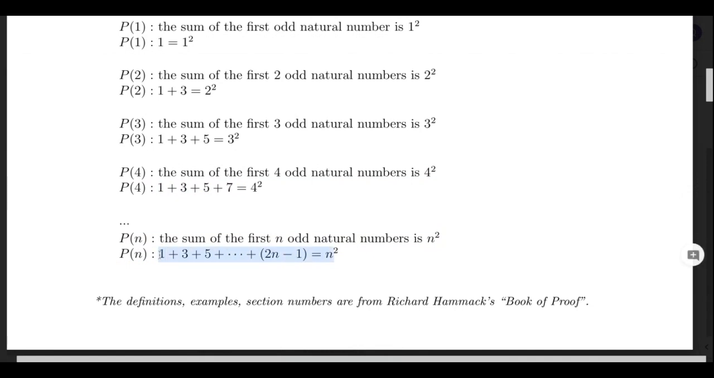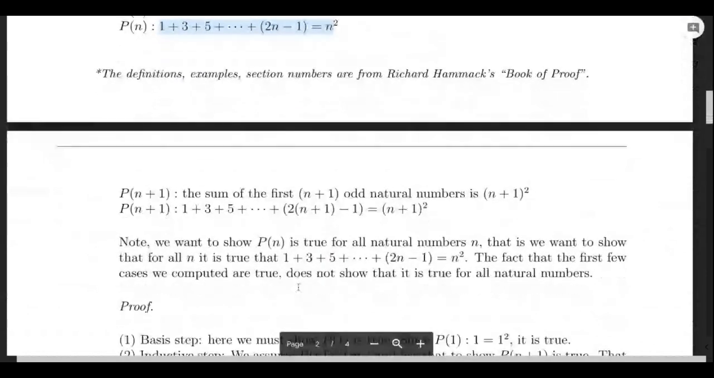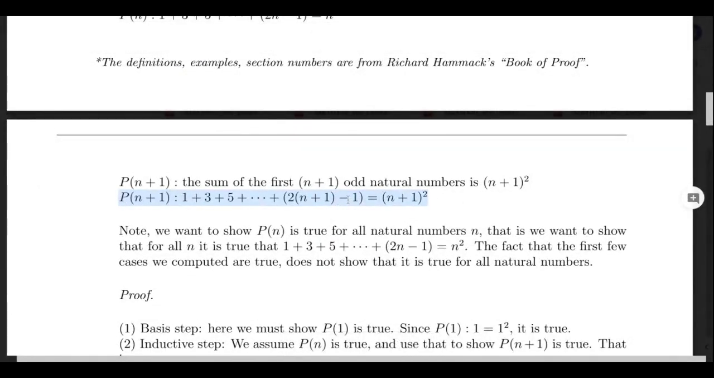So we assume this is true. We assume 1 plus 3 plus 5 up to 2n minus 1 equals n squared. Then we use this to prove P of n plus 1. So P of n plus 1, we read it out. We want to prove this. P of n plus 1 means 1 plus 3 plus 5, and so on and so forth, up to 2 times n plus 1, because we're adding n plus 1 odd natural numbers. And we want to show that equals n plus 1 squared.